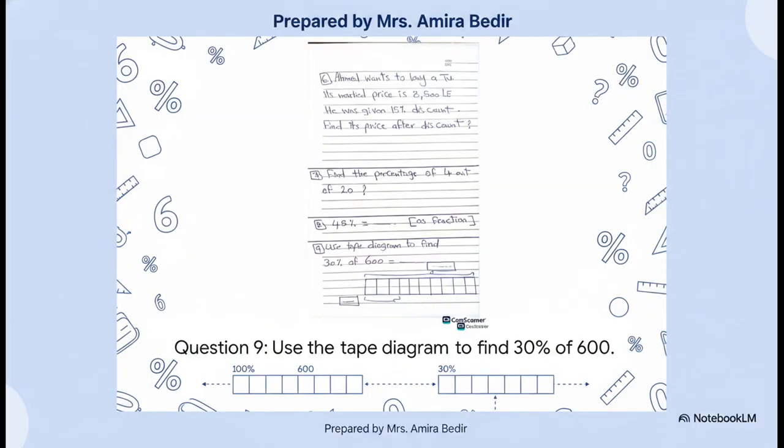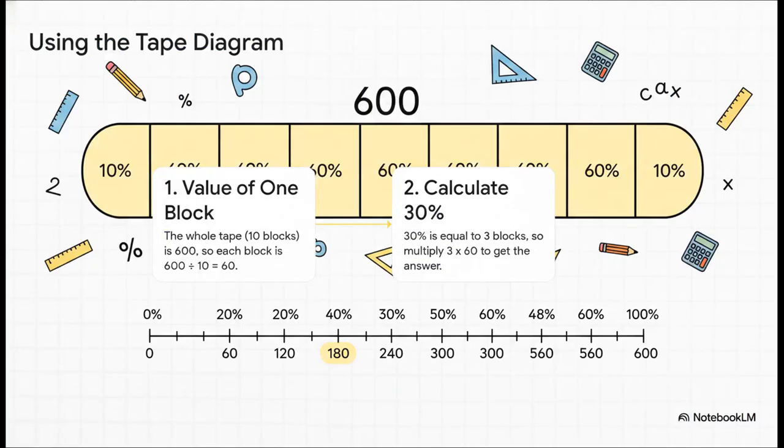Next up, we've got another amazing visual tool, the tape diagram from question 9. This is kind of like a chocolate bar that represents a number. The entire bar is 100%, and for this problem, the whole thing is worth 600. The trick with these is to figure out what just one of those little blocks is worth. Since the whole tape has 10 blocks and it's worth 600, we just do 600 divided by 10. That tells us each block is worth 60. The question wants 30%, which is 3 of those blocks.